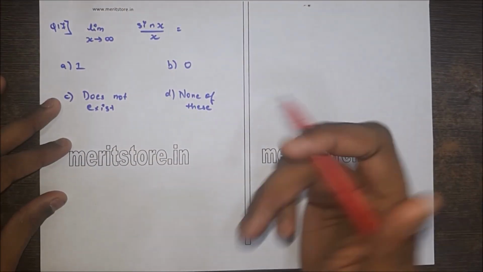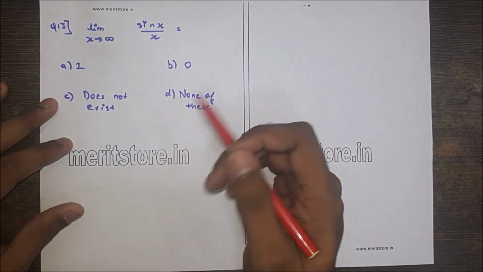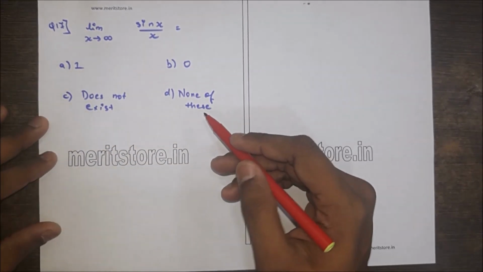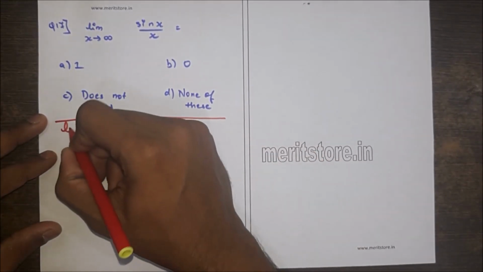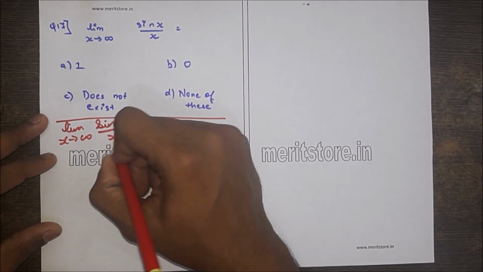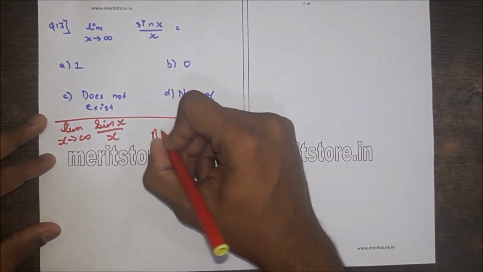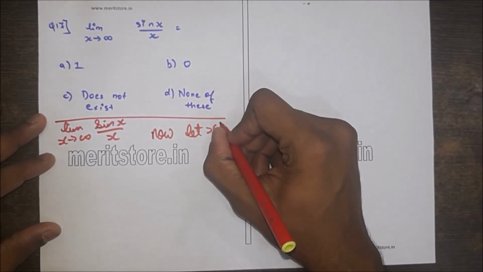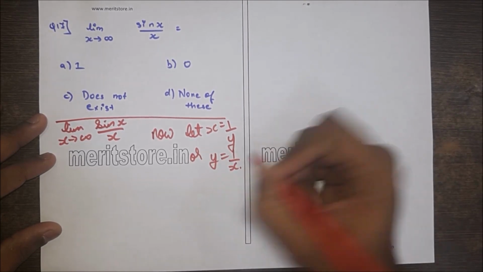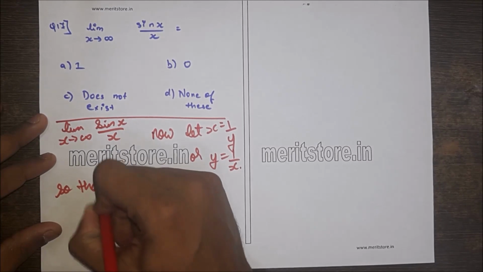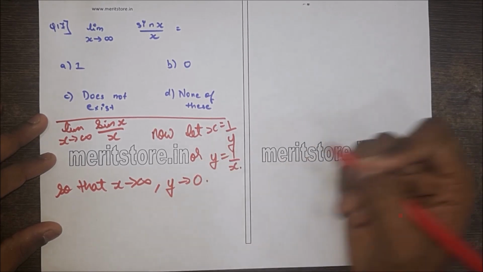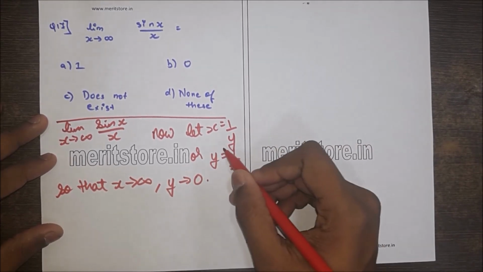Limit of x tends to infinity sin x by x equal to: 1, 0, does not exist, or none of these. So we have limit of x tends to infinity sin x by x. Now let x equals 1 by y or y equals 1 by x, so that x tends to infinity while y tends to 0, or vice versa, whichever of these you take.